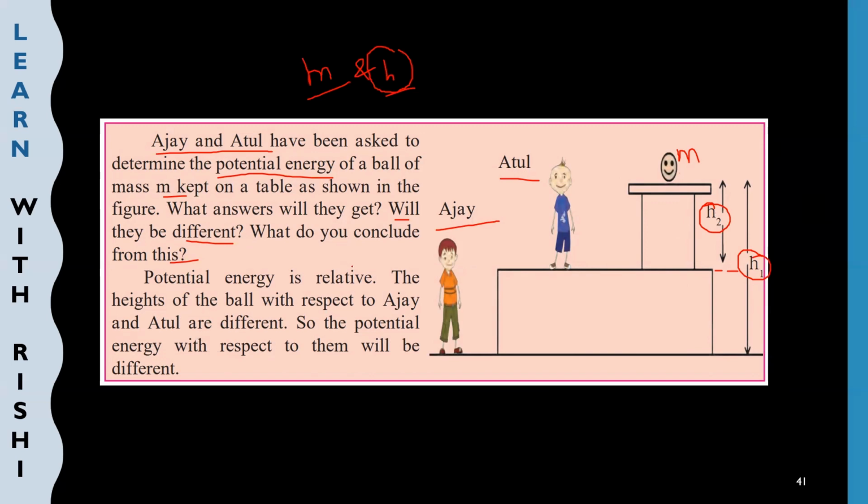So the potential energy is a relative concept. It can be different for different persons. The heights of the ball with respect to Ajay and Atul are different. So the potential energy with respect to them will also be different.